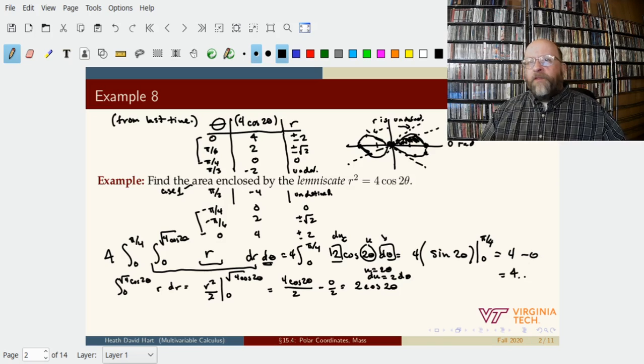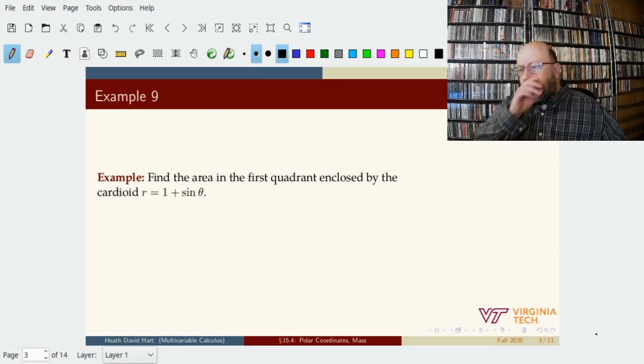So let's try one more example, and then we'll move on to the new stuff. Find the area in the first quadrant enclosed by the cardioid, r = 1 plus sine theta. So again, if you're unfamiliar with what this looks like, make a table of values.